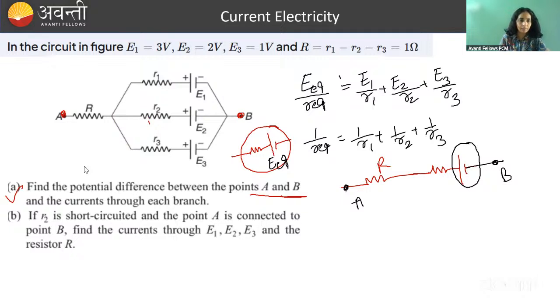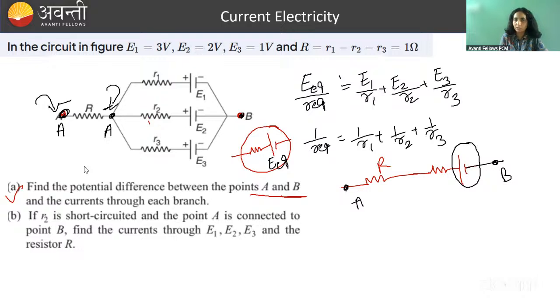If you look carefully here, across A and B potential difference is 2 volt. If I say this is point A, then this will also be called point A. Why? In terms of potential, because between this point and this point, there is no potential drop because there is no current. So on this R, no potential is dropping. So whatever potential is at this point, same potential is at this point.